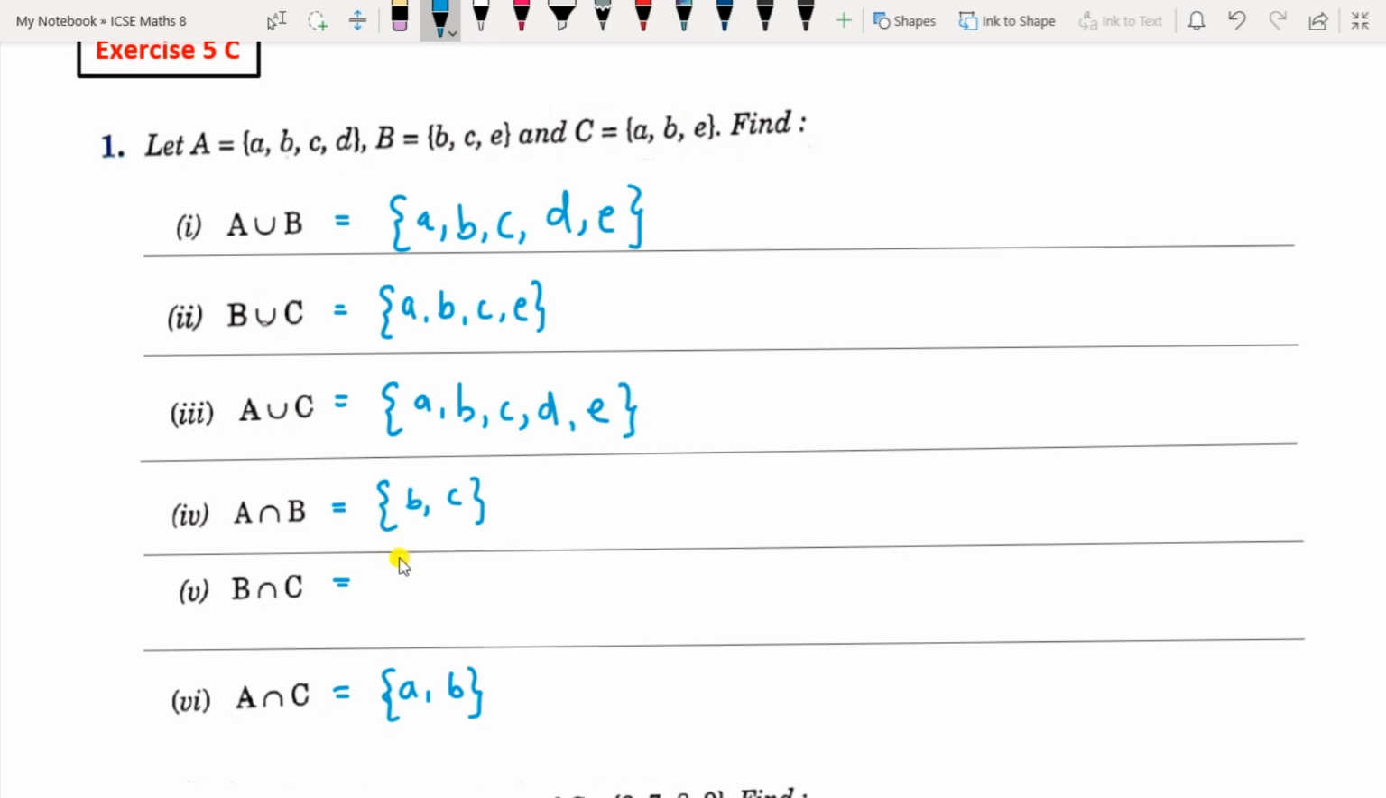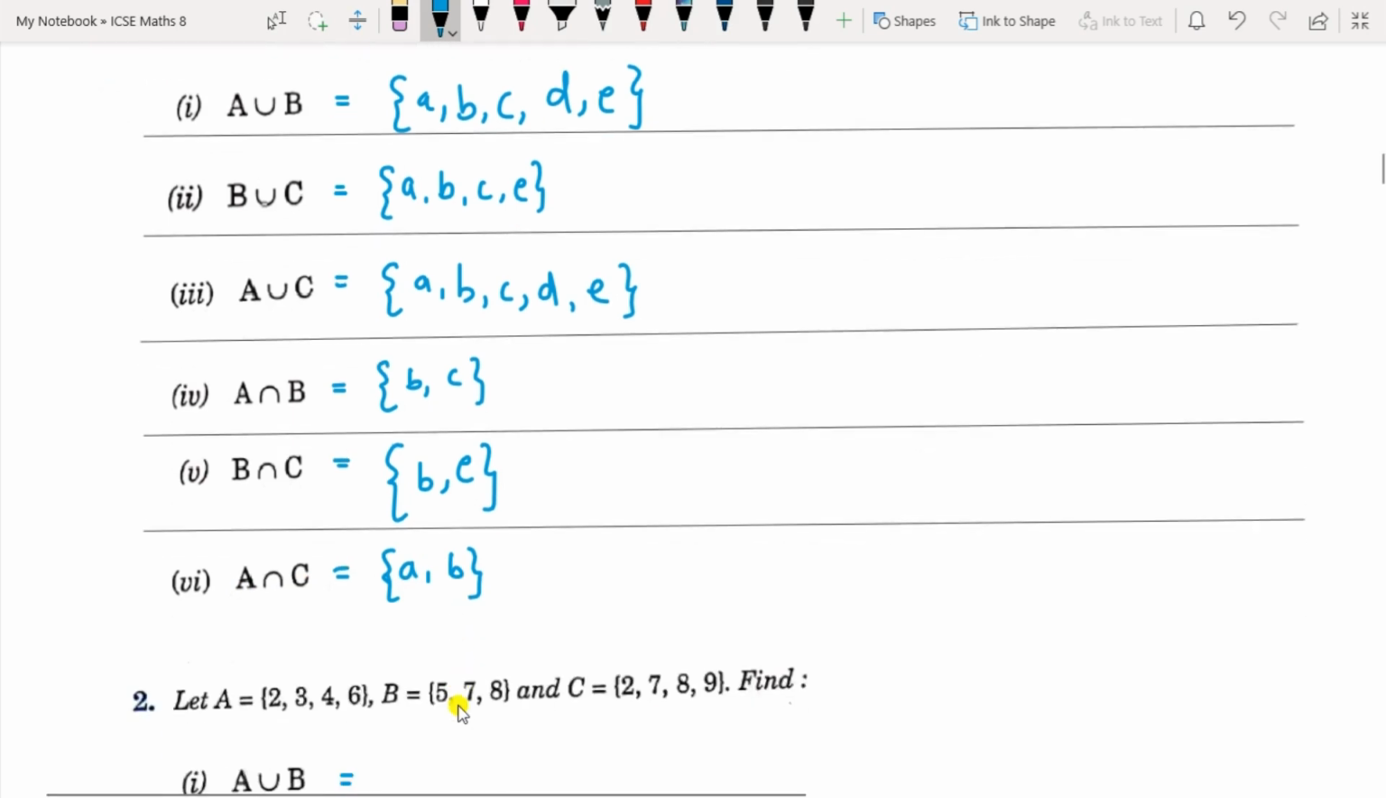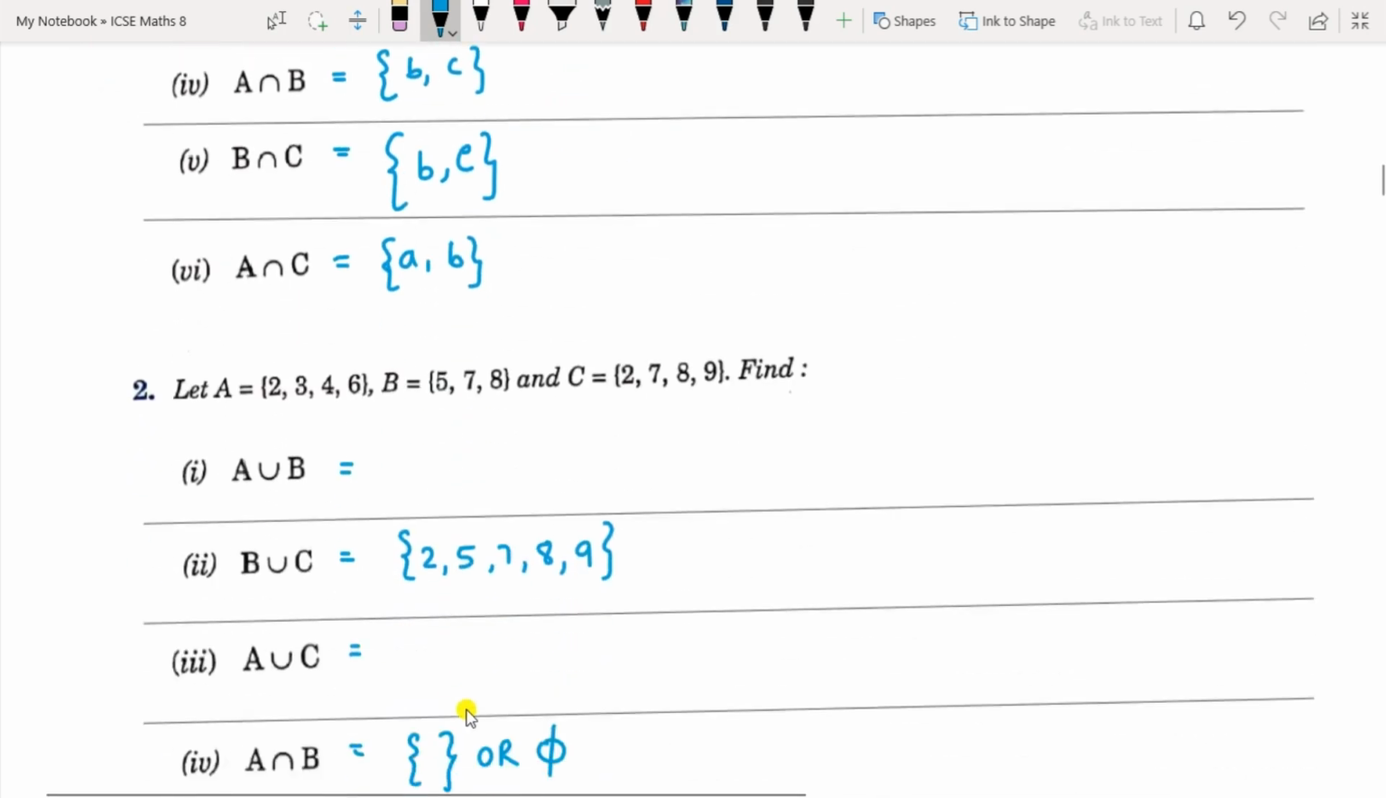Then B union C will also again be A, B, C, D and E. Then B intersection C. Intersection means you have to see the common elements. Common in B and C are B, E. So {B, E}. A intersection C is {A, B}. So this way you have to solve for union and intersection.